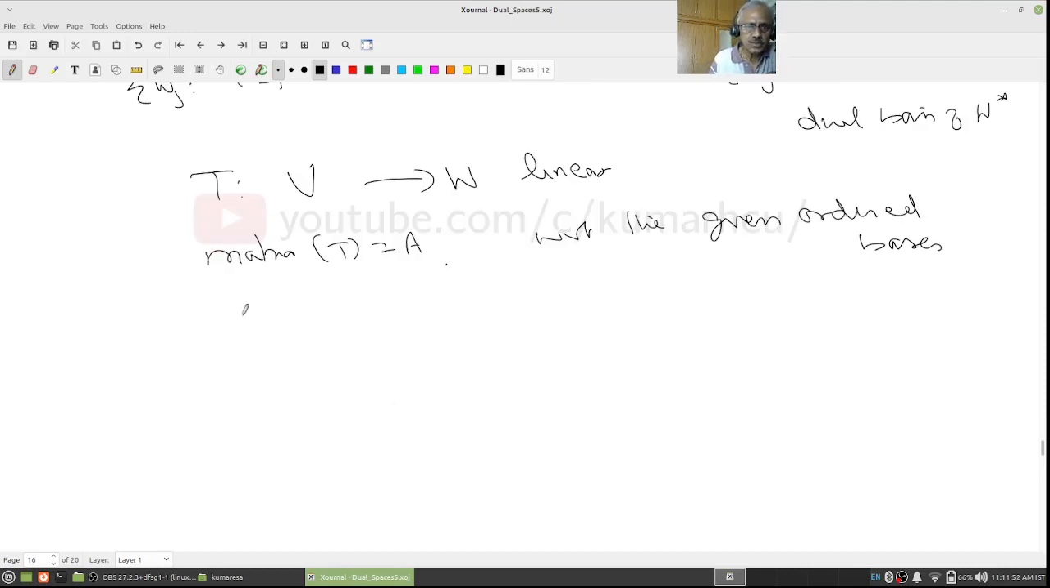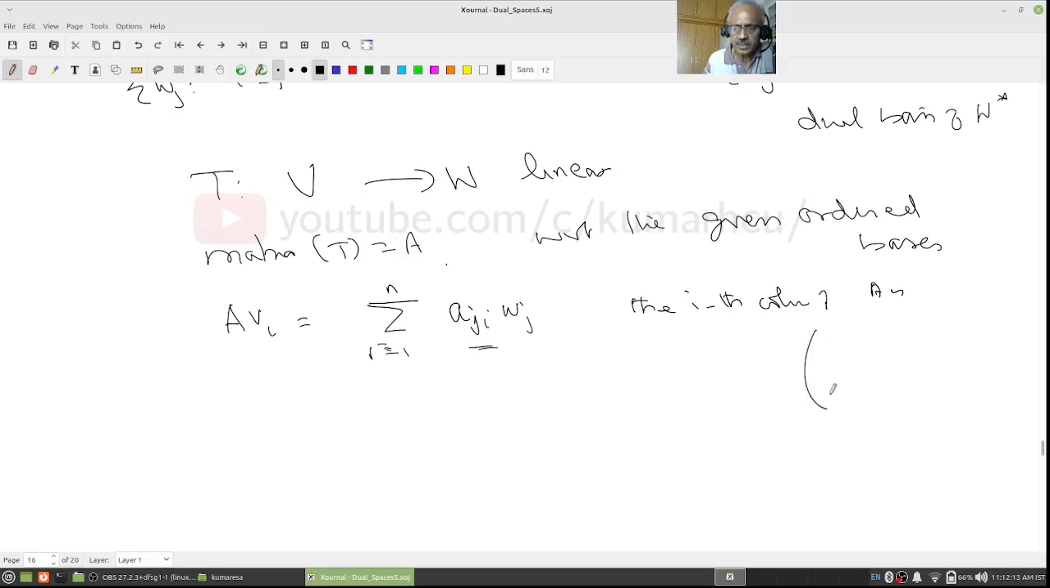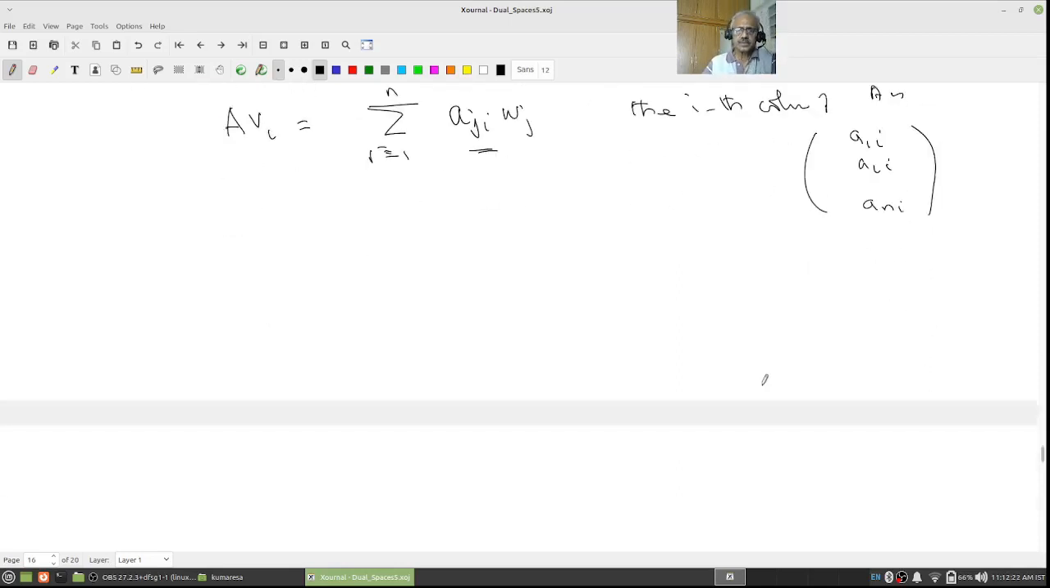So how do you do that? You look at T of Vi, then we write it as the sum of Aji Wj, j equal to 1 to n. The ith column of A is these coefficients, namely A1i, A2i and Ani. Okay, keep this in mind.